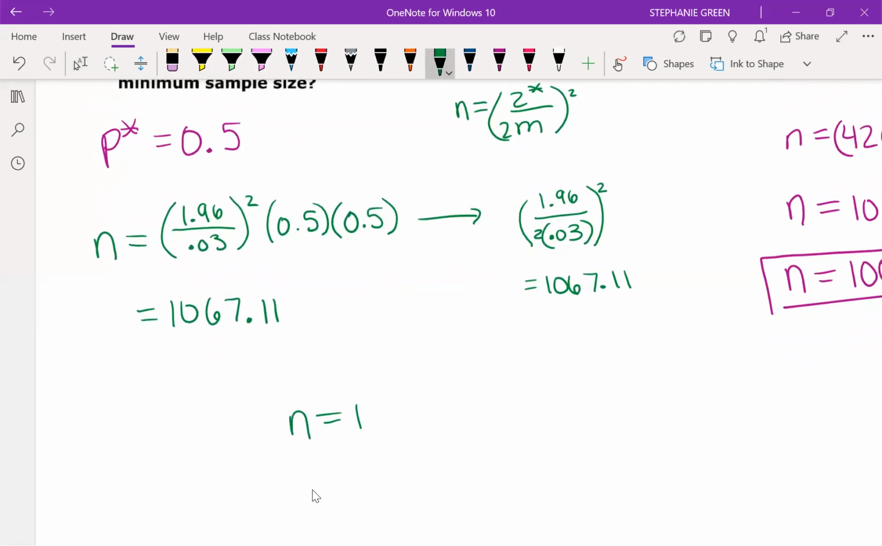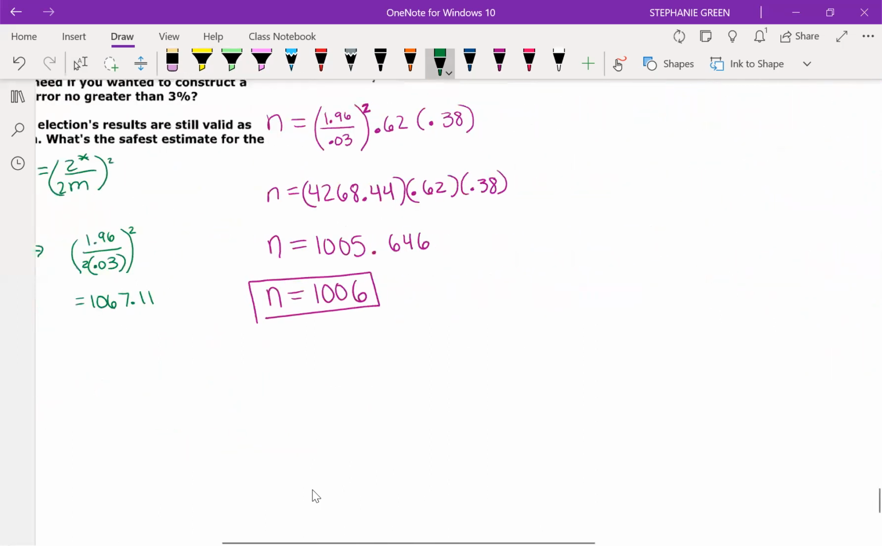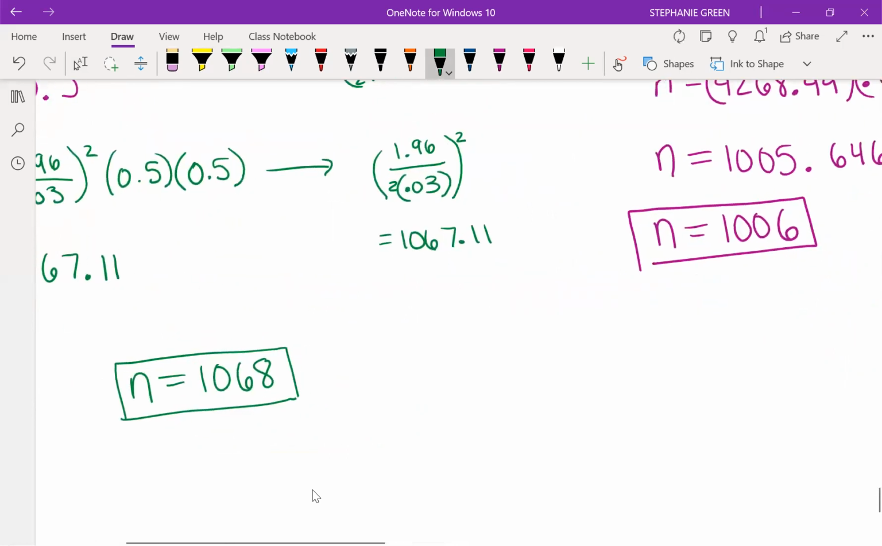So that's our minimum, but of course we cannot survey a fraction of a person, so we have to round up. We never round it down because this is our minimum, which means we cannot round down. So we need to survey at least 1,068 people to get a conservative answer. So we can ask ourselves here, looking at the 2 possible sample sizes, is it really going to be that much more work when we're surveying 1,000 people? We can do an extra 62 people and get a more conservative result. Probably not that big of a deal when you're already doing 1,000 people. All right, and that's it for 4.1.3.